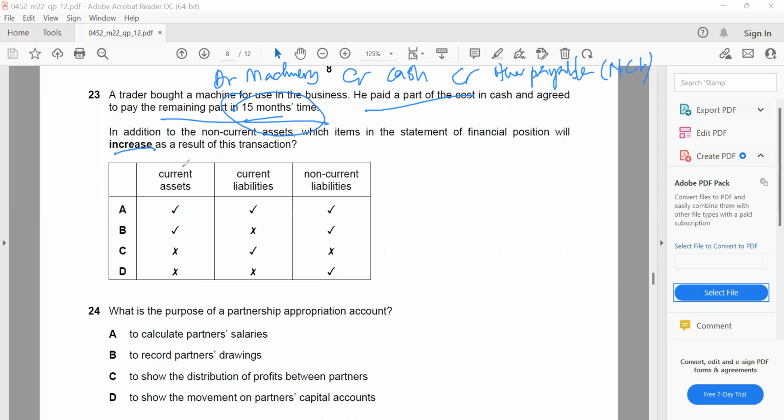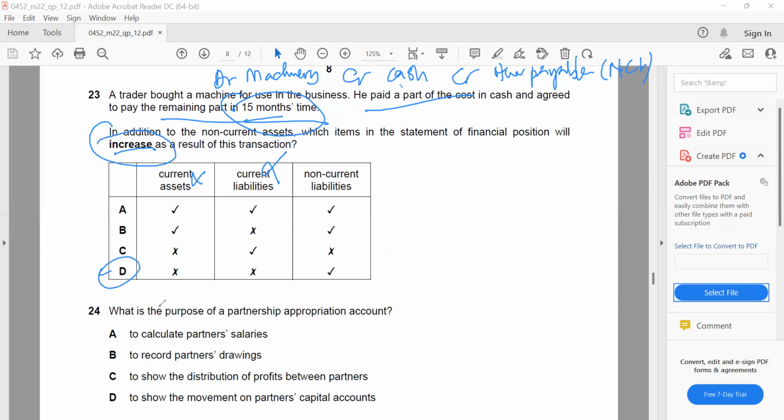So for the double entry, current asset is involved here, which is a credit, but they want an increase as a result. So this is a decrease, cash decreases. It is not an increase. Current liability is not right, because this is more than 15 months, so it should be under non-current. So in this case, these two are crossed out, and this one increases. So the answer should be D.